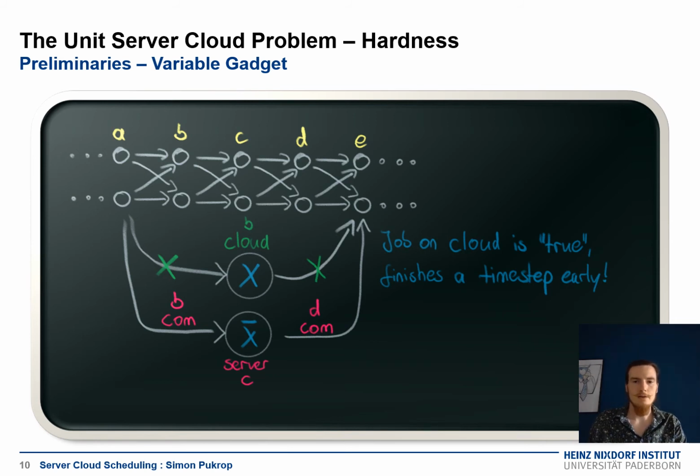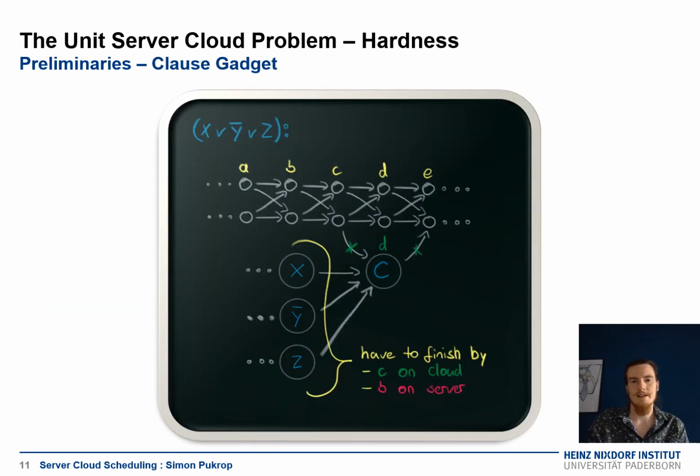The job on the cloud is what we will later use as a true assignment. And here we use that this one finishes a time step early, because that one doesn't have to do a communication delay. Of course, we could also do just both on the cloud, which translated would basically mean that x and not x are both true. But in that case, we wouldn't fill one of the slots with a job on the server, and we wouldn't hit our budget restraint in the end.